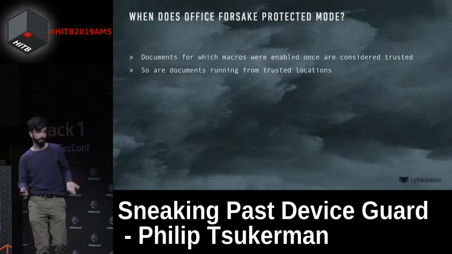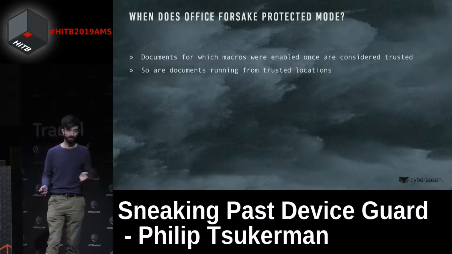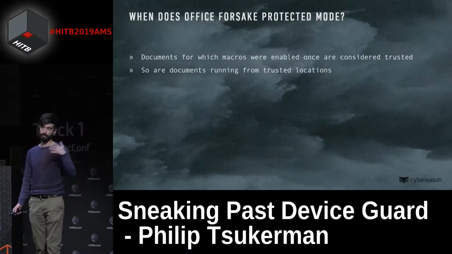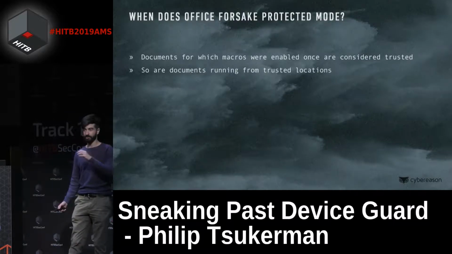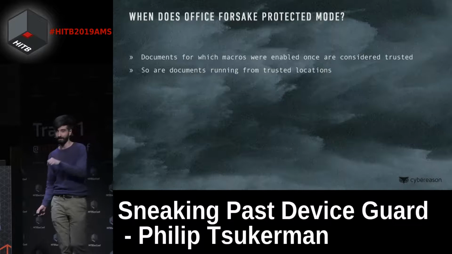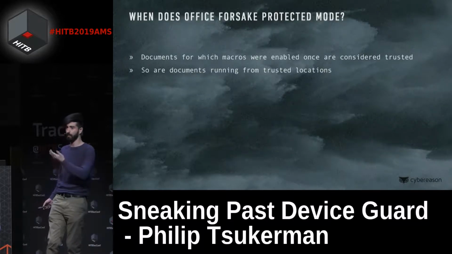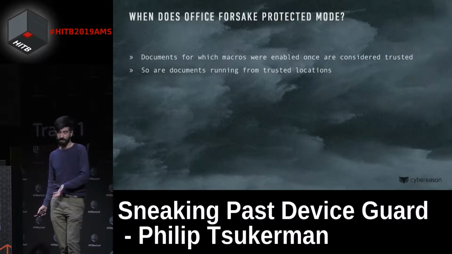And we need to check, when does Office simply not use protected mode, so you don't even have this enable content thing? And there are two main cases. The first case is each document that is considered trusted, which are mostly documents for which you have already once pressed enable content, will run again, because if you trust it once and it's never changed, well, why not trust it again?